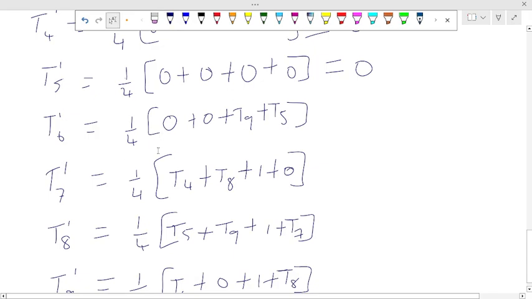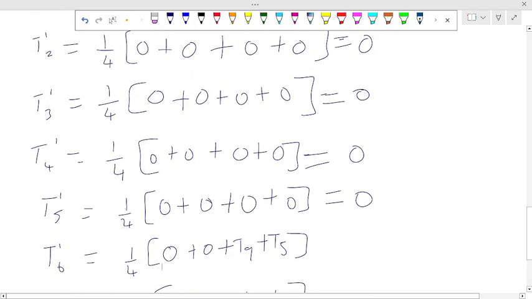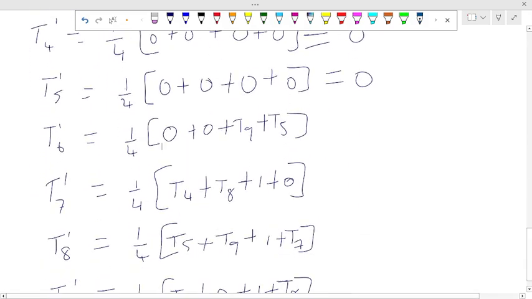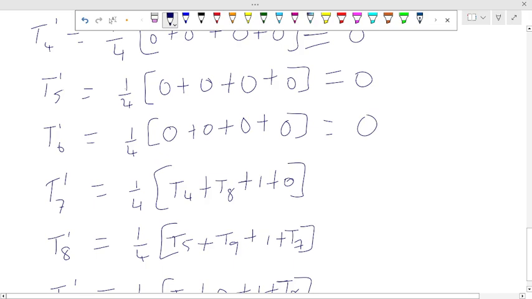T9, we do not have, okay, there's nothing here. So go back. What's our latest T9 here? 0. Okay, so let's plug it in. So T5, latest T5, this is our latest T5, and it's also 0. So let's plug that in.